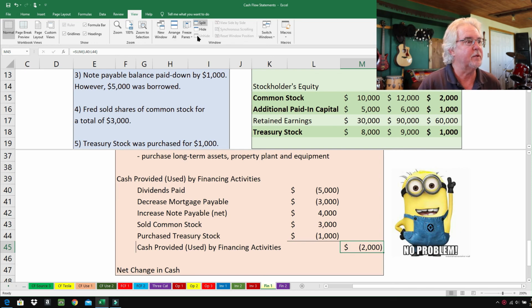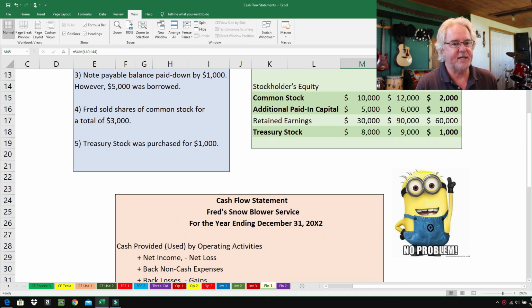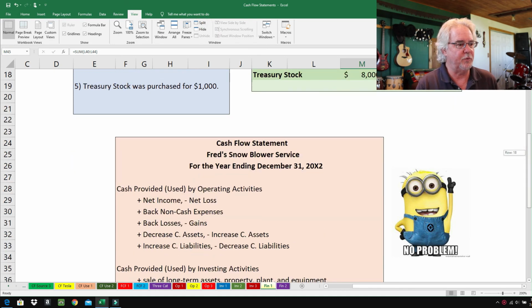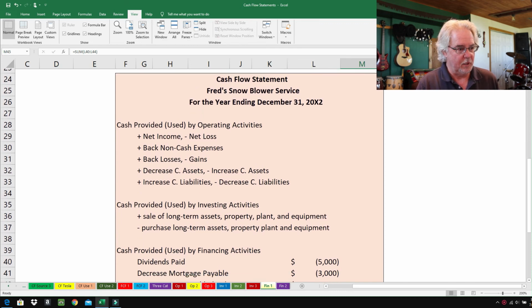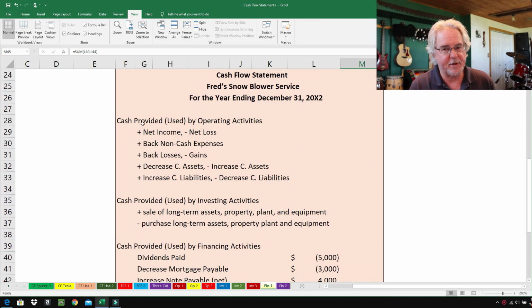So there you go. So I'm going to unsplit this, and just for review here, what the heck are the other sections of the cash flow statement? Well, the first section is cash provided by operating activities. You start with net income or net loss, add back non-cash expenses, add back losses, deduct out gains. You have to look at current assets. Did they go up or down, and account for them appropriately? You have to look at current liabilities. Did they go up or down, and then account for them appropriately?